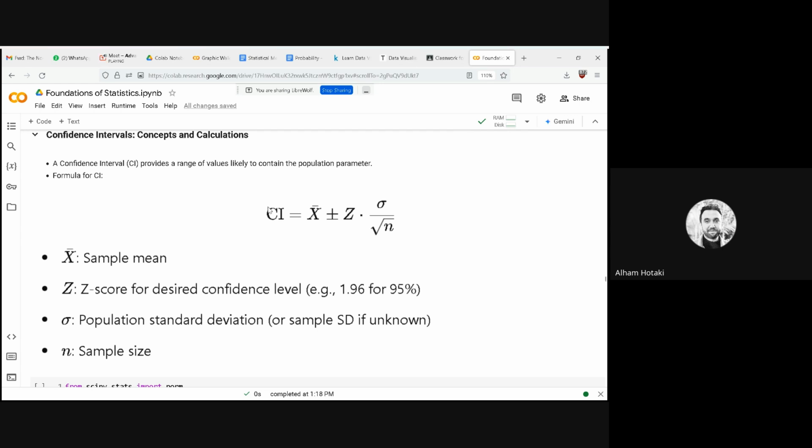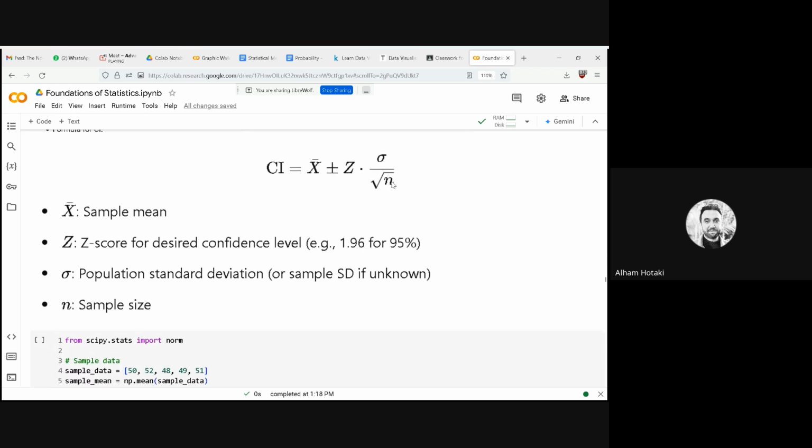Let's learn it properly. After that, we multiply that by the population standard deviation, not the sample standard deviation, or the sample standard deviation if the population one is unknown, then you can also use the sample standard deviation, divided by the square root of the sample size. So that would be the sample size.